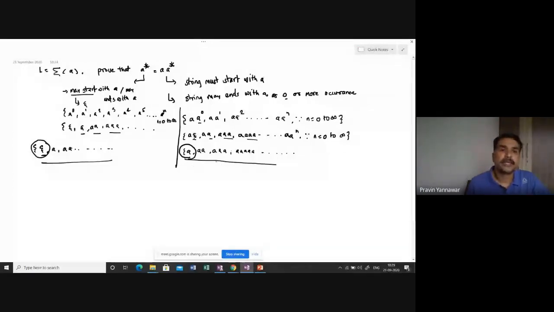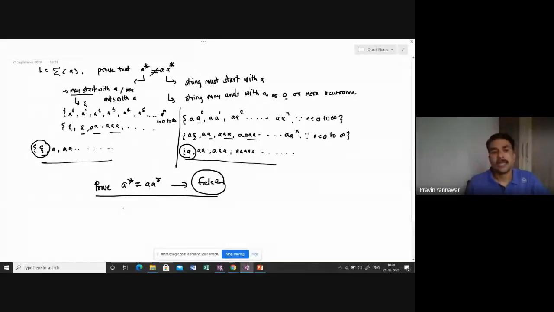So you cannot say that these are the same. They are not equal. So if I say prove A star is equal to this, our question was whether A star is equal to this. The answer is false. What I am expecting is that you should say the answer is false, because A star is never equal to this.